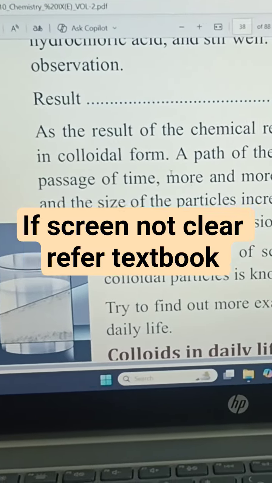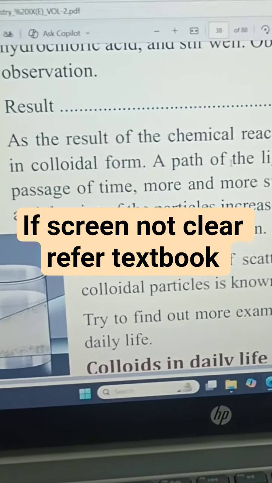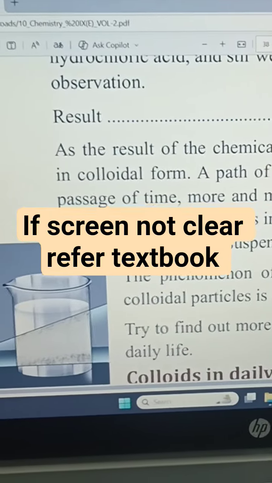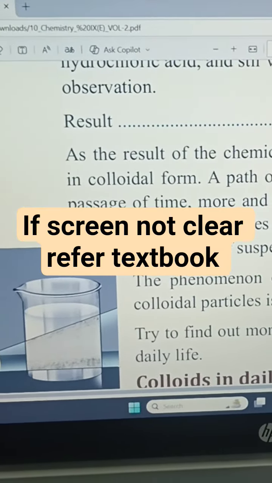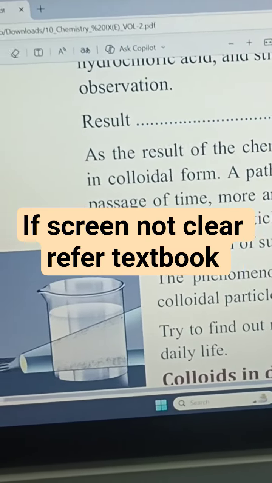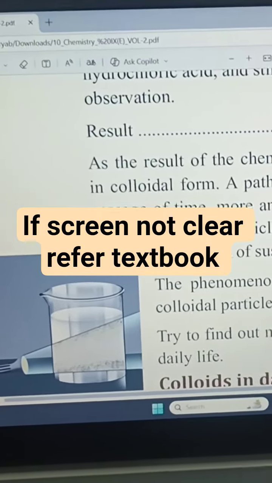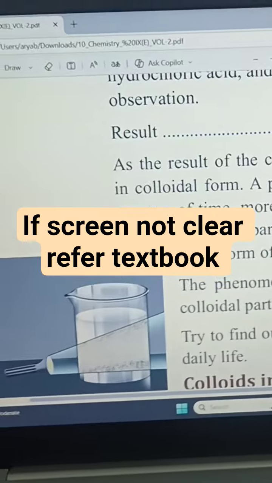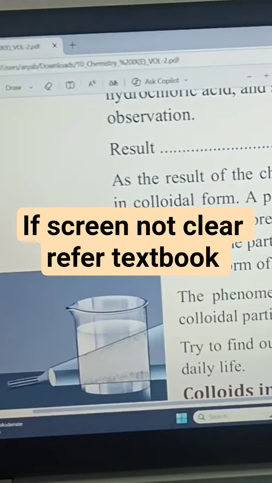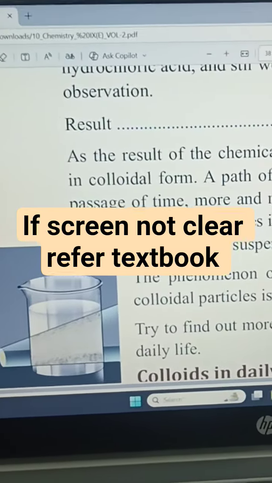And here what happens? By the reaction and uniform stirring, more and more solute particles of sulfur will be formed. As a result, after some time, it will turn from a colloid into a suspension, because the sulfur particles will settle down when the number of sulfur particles precipitated increases by the reaction. So after some time, the colloidal mixture will turn into a suspension, and this Tyndall effect will disappear.